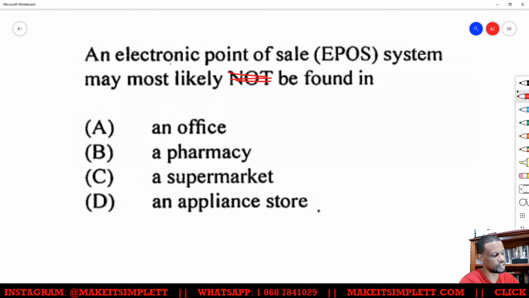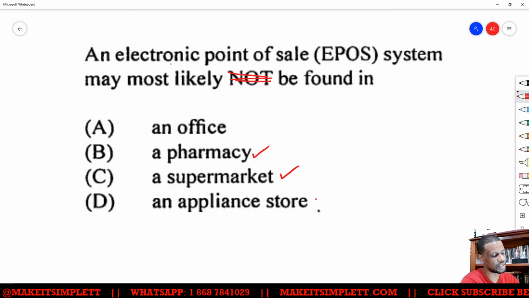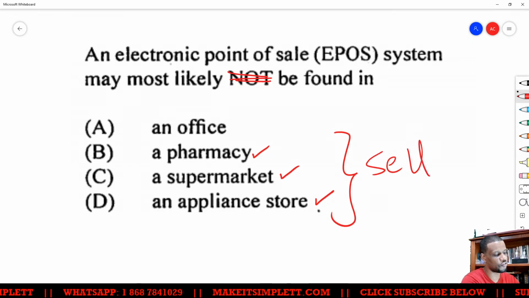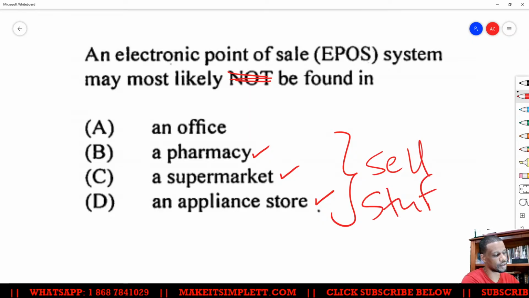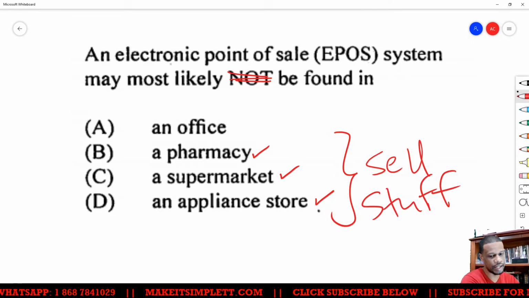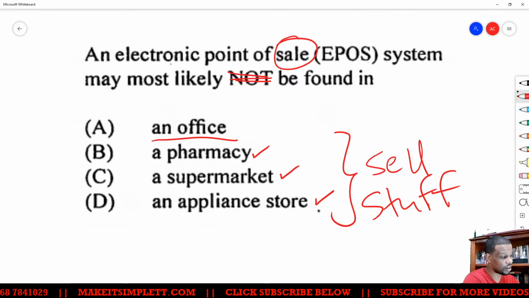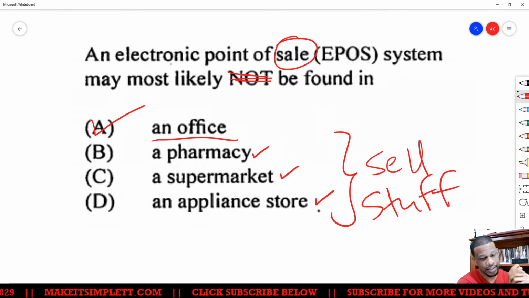Will you find a point of sale system in a pharmacy? Yes. Will you find it in a supermarket? Yes. Will you find it in an appliance store? Yes, because all these places sell stuff. If you're selling stuff, then you need a point of sale system. However, in an office, you don't really sell things.